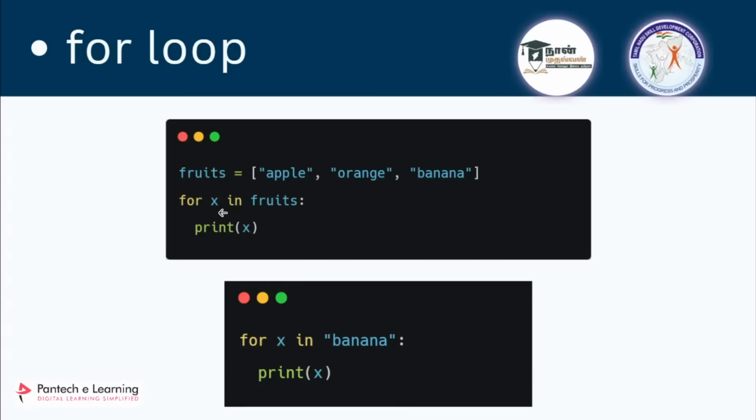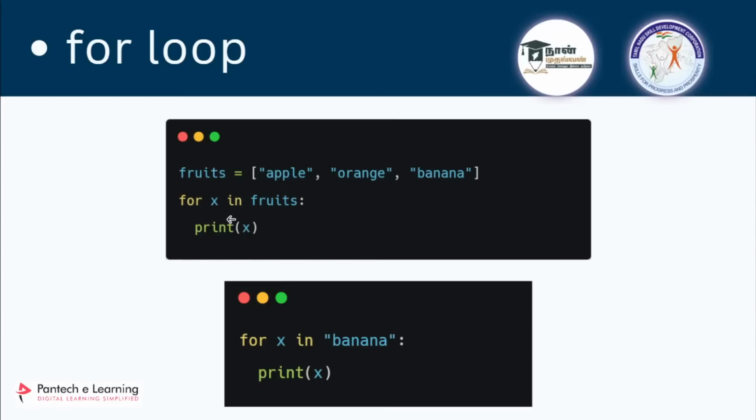So what will this x do here? The x is a new variable. For every iteration, it is going to take one element, right? That element will be stored in this new variable x. After it, you have to use a colon, and in the next line, you have to leave indentation. It is important. The syntax is similar to a conditional statement. You have to use it here also. And we are printing x.